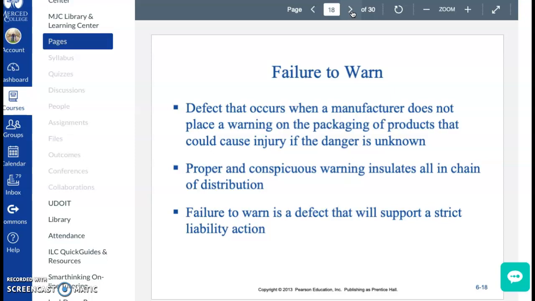Failure to warn is the second prong, or second issue. If the defect occurs when a manufacturer does not place a warning on the package, and it could cause injury if the danger is unknown. Proper and conspicuous warnings insulate all chain of distribution. So if it's not conspicuous, meaning it's vague or an individual doesn't understand the warning, and remember we use the reasonable person test, then it's going to be held invalid.